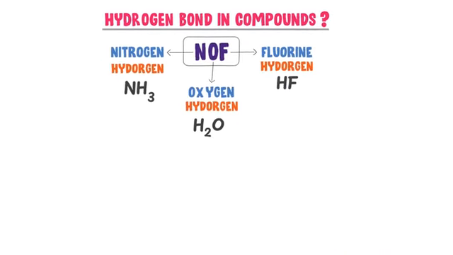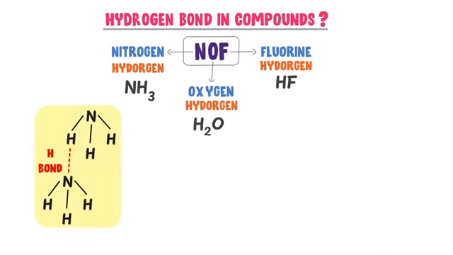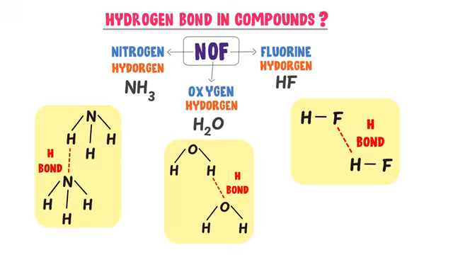Now hydrogen bond exists between molecules of ammonia, hydrogen bond exists between molecules of water and hydrogen bond exists between molecules of hydrogen fluoride. Thus note down this mnemonic NOF and remember that hydrogen bond only exists in ammonia, water and hydrogen fluoride. Now let me teach you some bullet questions regarding hydrogen bonding.